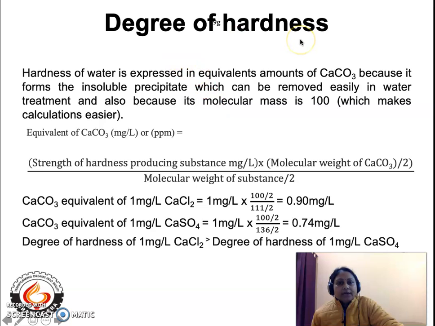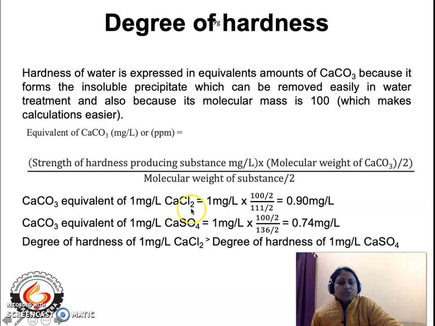Now, degree of hardness. What do we mean by degree of hardness? Suppose I say one hard water sample contains 1 milligram per liter of calcium chloride. Another hard water sample contains 1 milligram per liter of calcium sulfate. So how will we say which hard water is more hard?